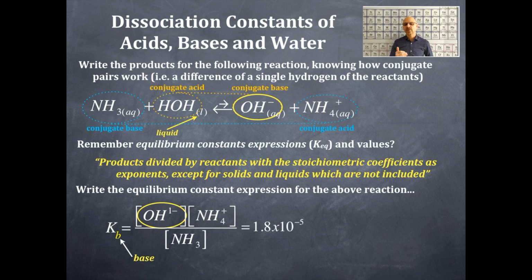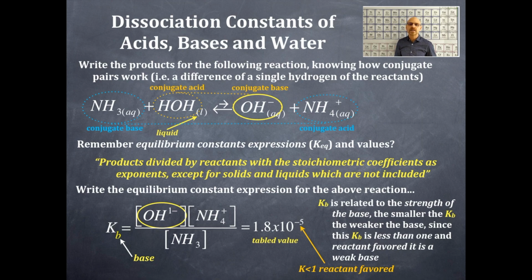This is a table value just like it was for the Ka values. There's a table in the back of your textbook in the appendix or within the chapter that has Kb values, just like they have Ka values. And this is 1.8 times 10 to the negative 5. This Kb is less than 1, therefore it's reactant favored.